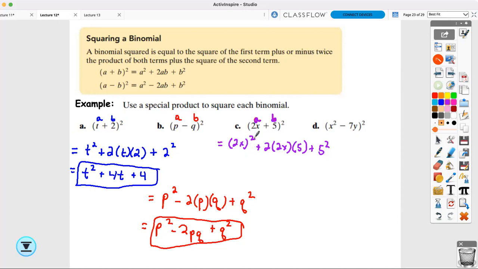Now (2x) squared, guys, is just 2x times 2x, because it's being squared, right? 2x times 2x is 4x squared. In the middle, we have 2 times 2x, which is 4x. 4x times 5 is 20x. And then 5 times 5 is 25 for 5 squared. And we're done. Anyone have any questions on what I did with the A squared?